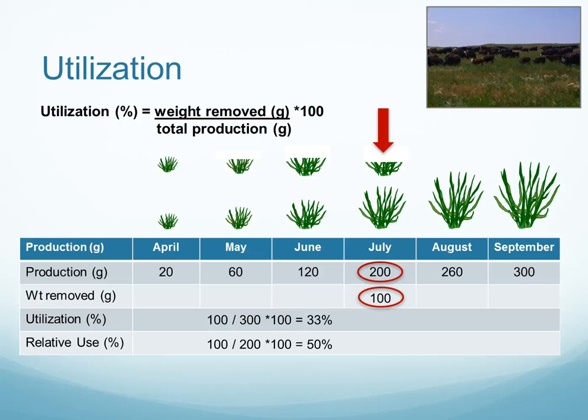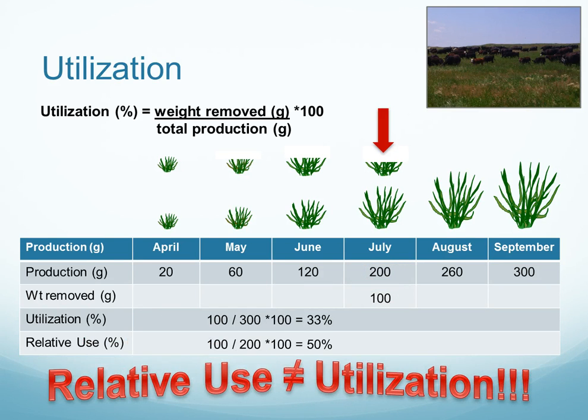Relative use is the proportion of the forage that is produced to date that has been consumed or destroyed by the grazing animals. So it's important to make the distinction between utilization and relative use. Relative use usually estimates a greater amount of use than utilization because it does not take into consideration the total amount of biomass that is produced throughout the growing season. It's important to remember that relative use is not the same thing as utilization.